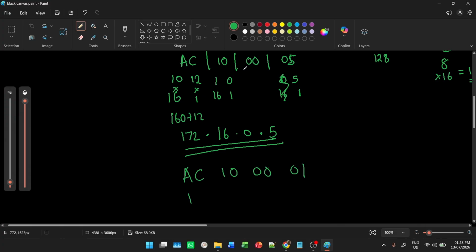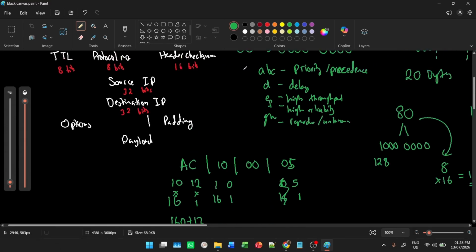AC10001. So we know this is 172, we know that this is 16, we know that this is 0, and I believe 1 will obviously convert to 1. So this is the destination IP address, right?